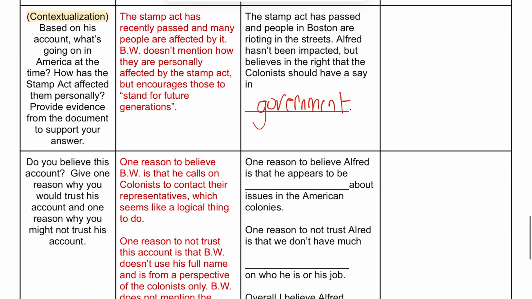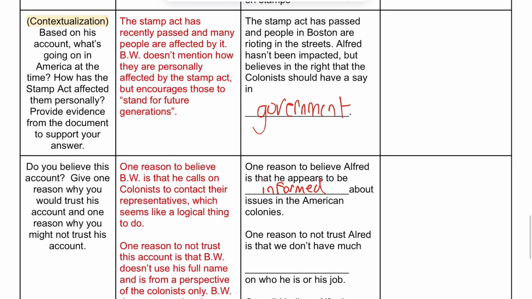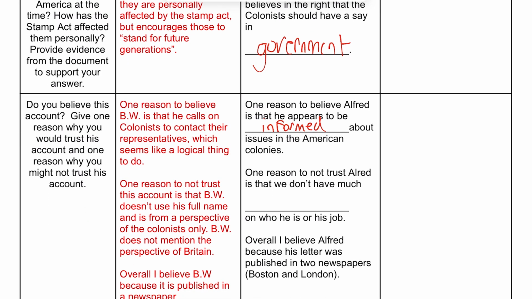And so do we believe this account? Give one reason why we trust this account, one reason you might not trust his account. So one reason to believe Alfred is that he appears to be informed about issues in the colonies. He talks about protests in Boston. He talks about the people being upset. He talks about how, if they didn't have taxation without representation, they shouldn't be this upset. One reason, it's really not Alfred's fault, but we don't have much information on who he is or his job.